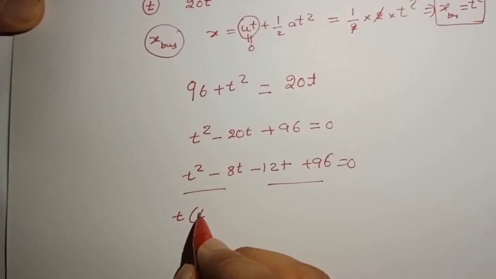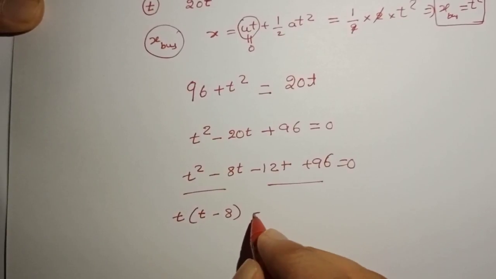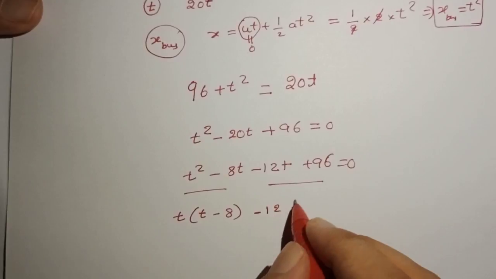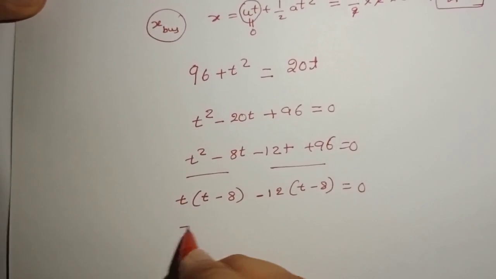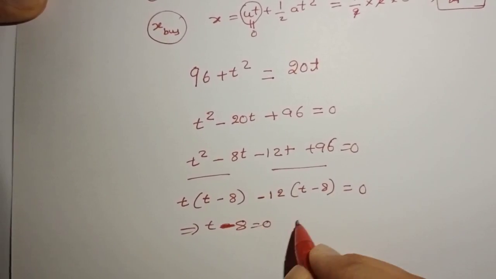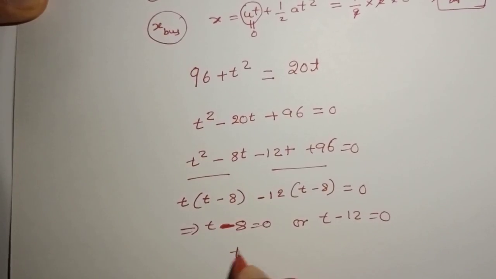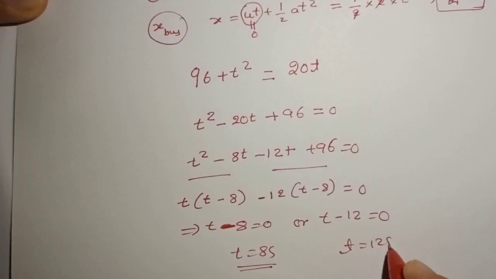t into (t minus 8), minus 12 into (t minus 8) equal to 0. This implies t minus 8 equal to 0 or t minus 12 equal to 0. So t is equal to 8 seconds or t is equal to 12 seconds. So what does it mean?